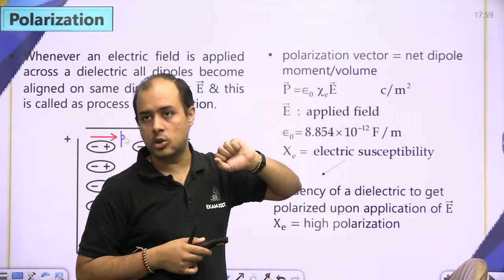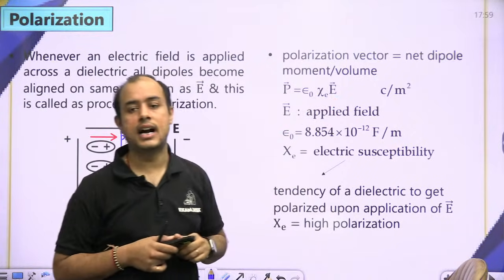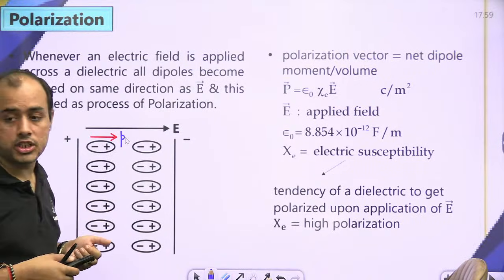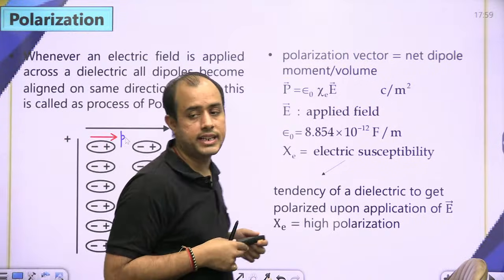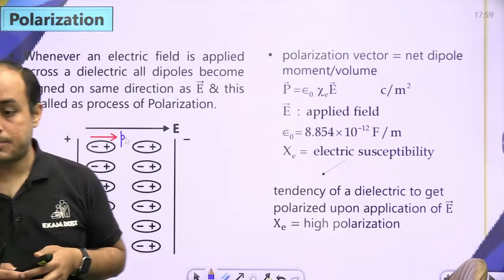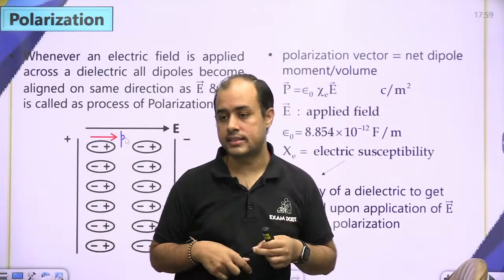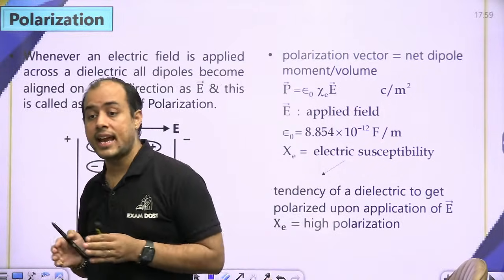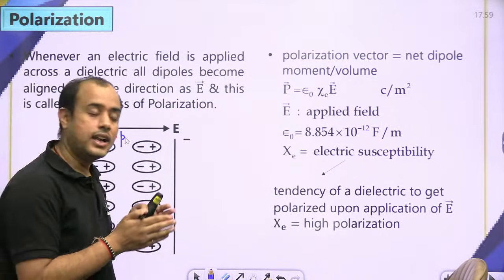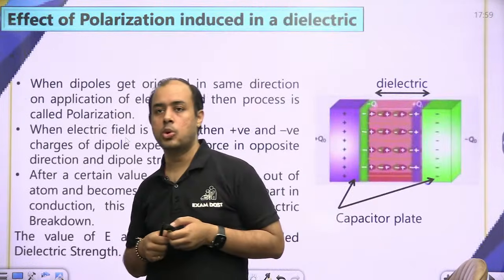It is proportional to the field and the proportionality constant is epsilon naught chi e. तो जितना फील्ड लगाते हैं उतना ज्यादा पोलराइजेशन आता है और बीच का कांस्टेंट है epsilon naught chi e. Chi e is called electric susceptibility. That is the tendency of a dielectric to get polarized. So that means if the material has high susceptibility, the dipoles are easily aligned. Low susceptibility means it is difficult to align the dipoles.